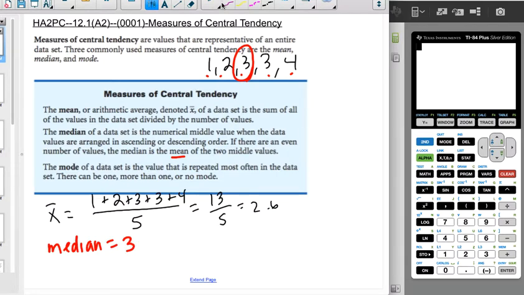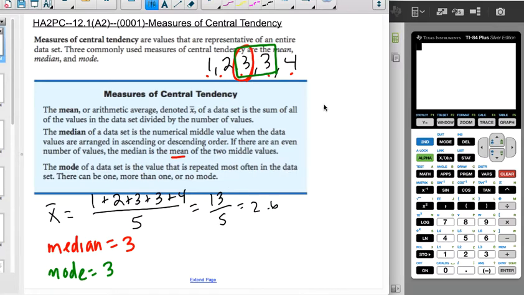And then the mode is the number in the data set that occurs the most often. Here, the only one that occurs more than once is the number 3, so the mode is 3. Now, you can have no mode if no number occurs more often than any other, or you could have more than one mode if multiple numbers occur the same maximum number of times.